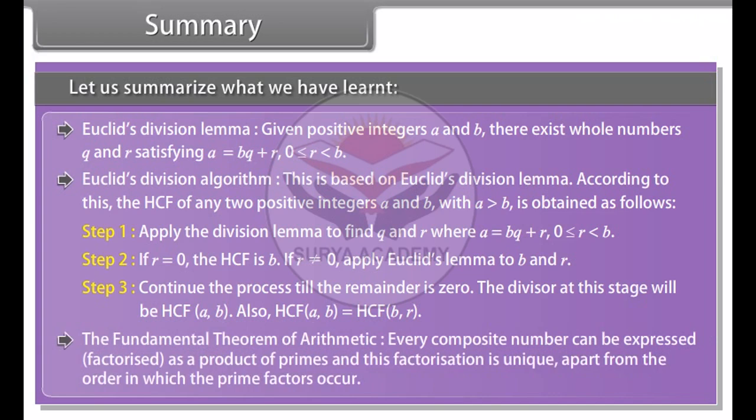The fundamental theorem of arithmetic. Every composite number can be expressed, factorized, as a product of primes, and this factorization is unique apart from the order in which the prime factors occur.